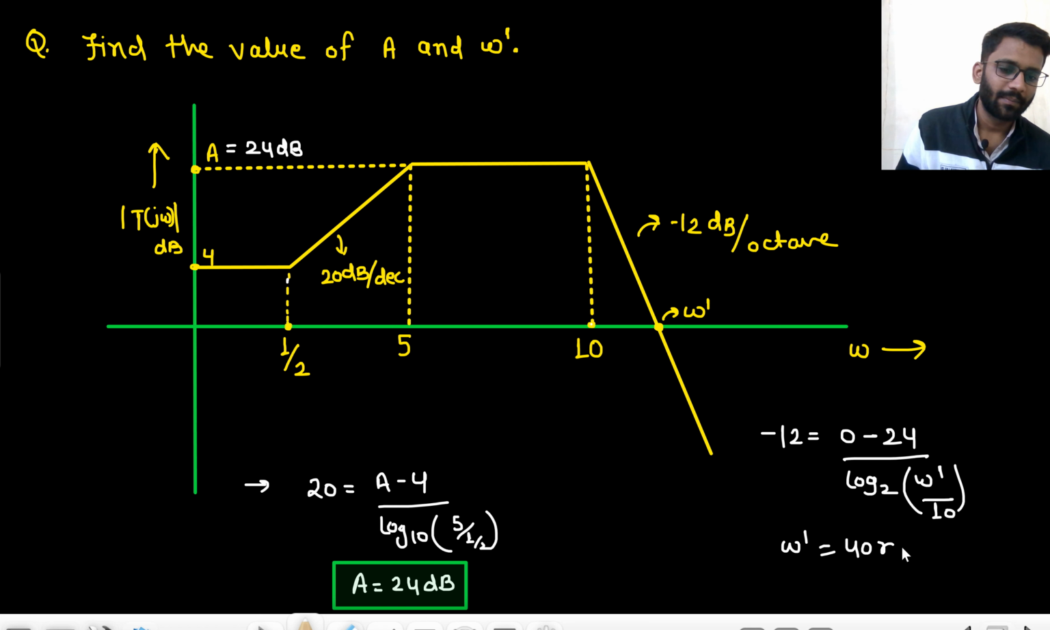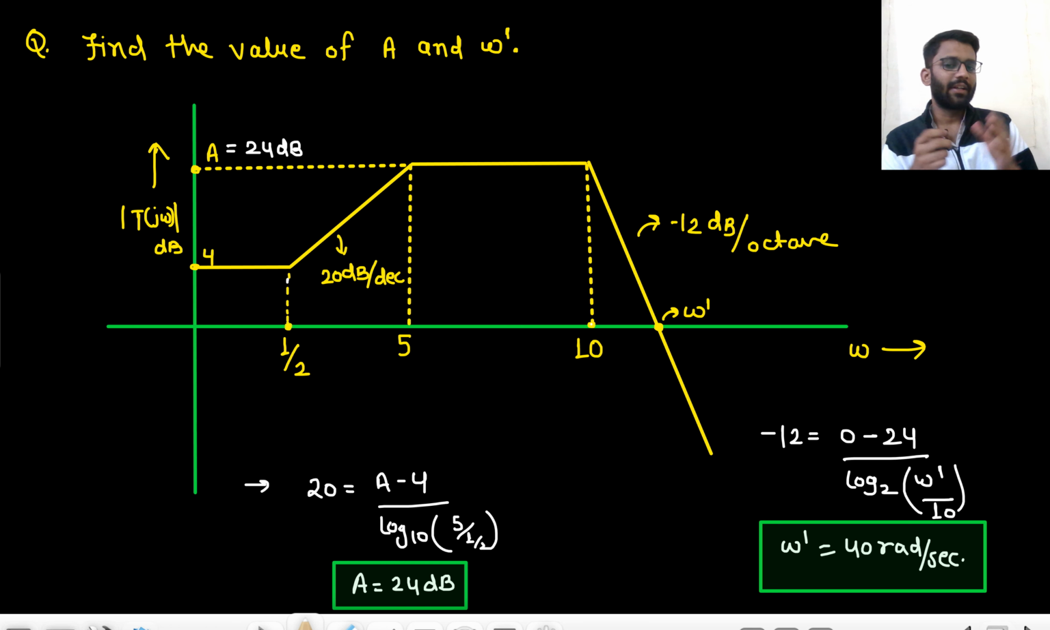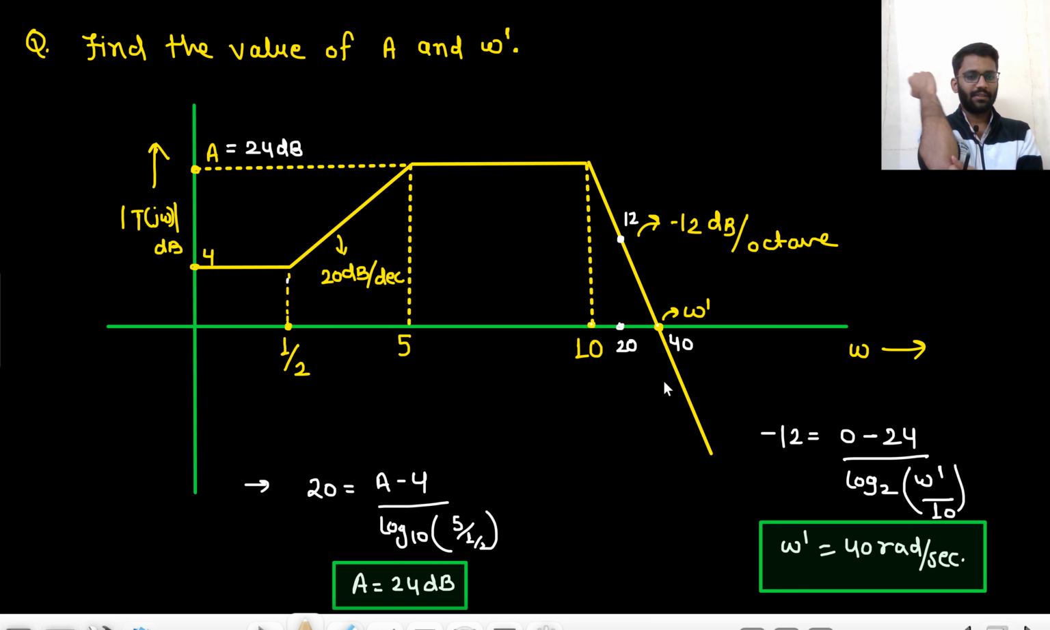Omega dash is 40 radian per second. And intuitively, how will you tell? You will say that 12 dB per octave, that means if I double my frequency, I will lose 12 dB. That means from 10 to 20, I will lose 12 dB. That means from 24 to 12, I will get. If I double my frequency more, I will lose 12 more. That means from 12 I am going to 0. That's it. Got my point?